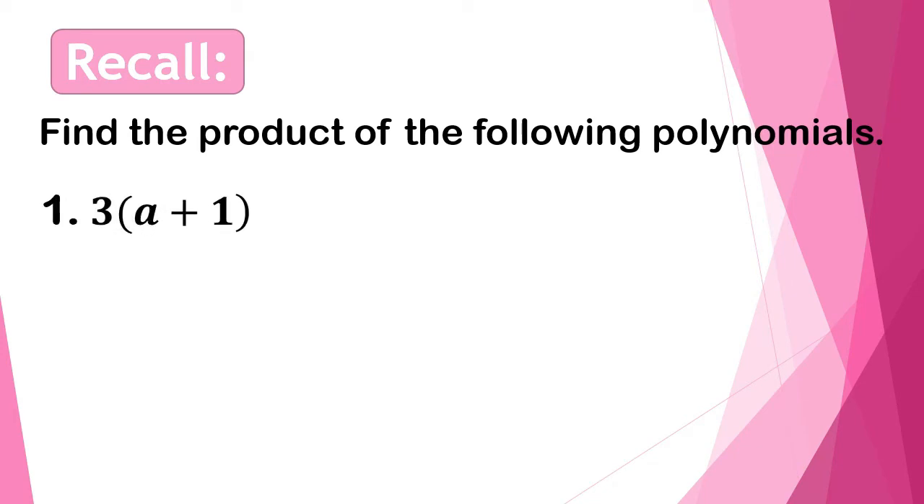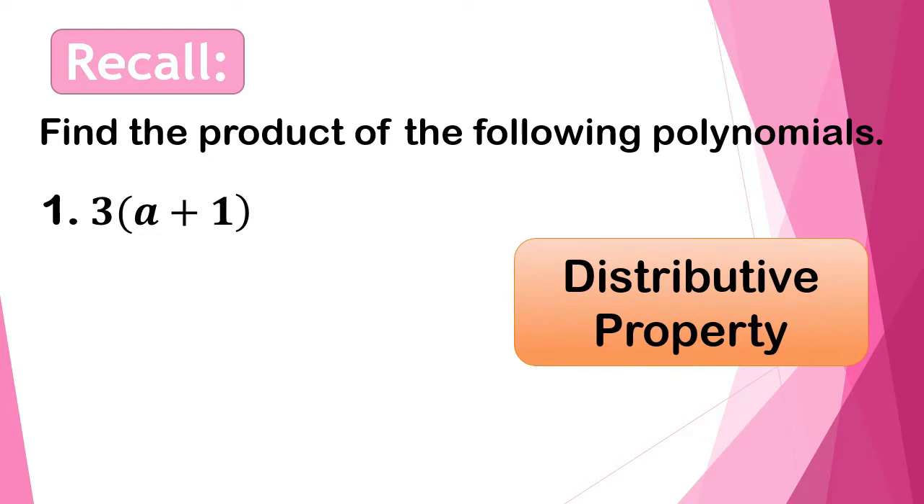Number 1, we have here 3 times a plus 1. As you can see, we have 3 as a monomial and a plus 1 as a binomial. So what we are going to do is multiply the monomial to each term of the binomial using the distributive property. Let's simplify. 3 times a is equal to 3a. 3 times 1 is equal to 3. Since we multiply both positive, the sign is positive. So the product of example number 1 is 3a plus 3.